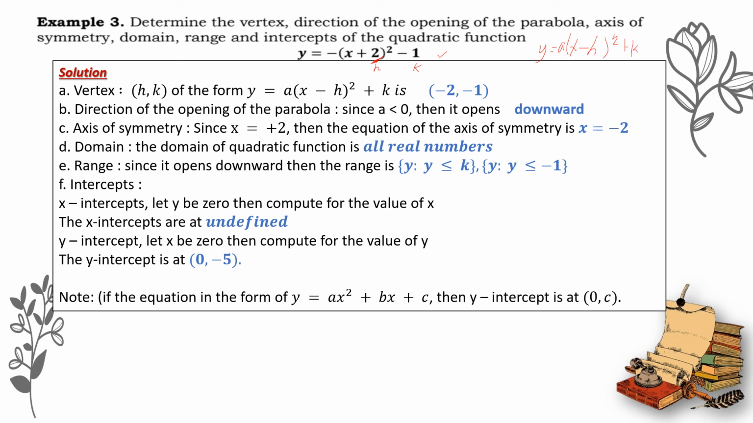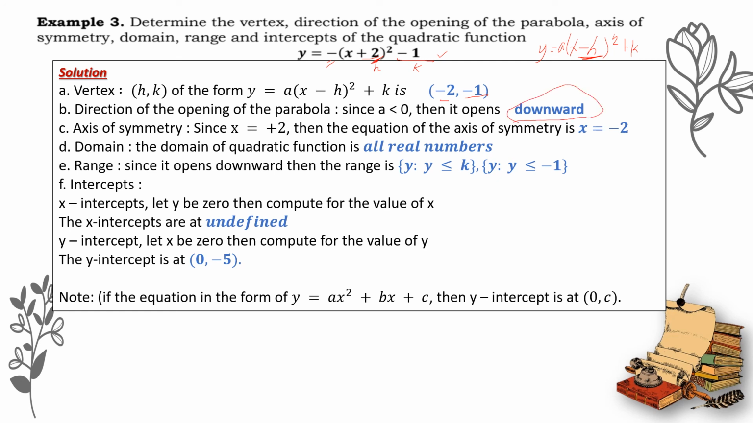So, nag-change na po yung h niyan. Since ito ay positive 2, ibig sabihin ang h natin ay negative 2. Yung k po walang pagbabago. Kung ano po yung sign niya, yun din po ang sign. So direction of the opening of the parabola. Alam nyo na, negative po yun. So, ibig sabihin, a is less than 0. So, it opens downward. Okay?